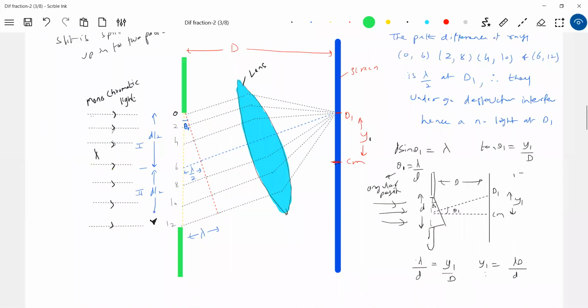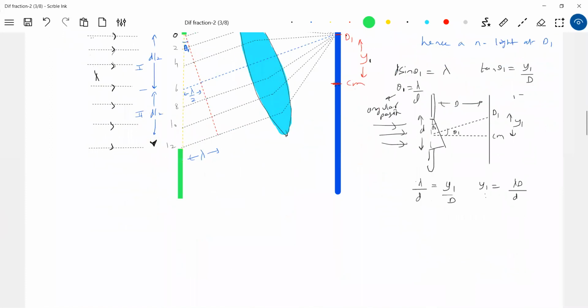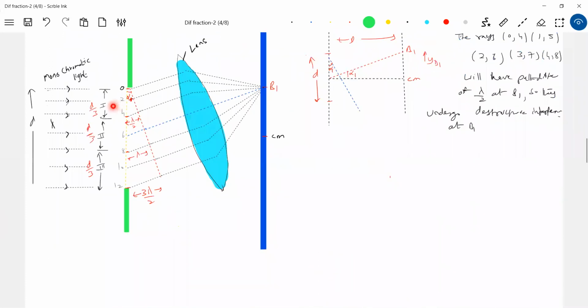The rays coming from part one and part two will undergo destructive interference at B1. And only the rays coming from part 3 of the slit will contribute light at the particular point B1. So that's why the intensity at B1 will be less compared to the intensity at the central maxima. And now we'll calculate what that alpha 1 is.